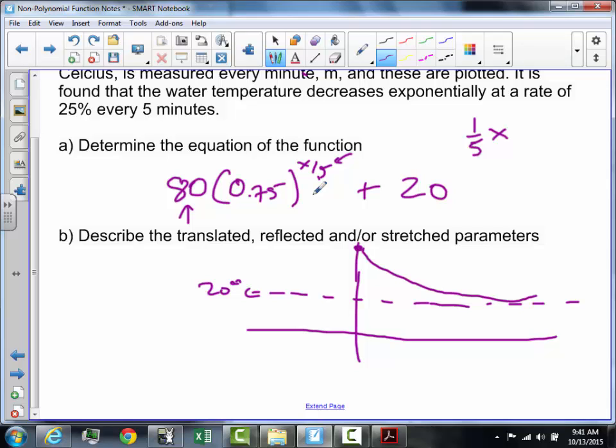So in terms of vernacular, like how you describe this in people words, 80 means make it 80 times taller. The 20 means move the whole graph up 20. And this x over 5 is really a fancy way of saying 1/5 x. 1/5 x actually means you're pulling the graph out 5 times 1. Which is why this happens every 5 minutes, not every 1 minute.